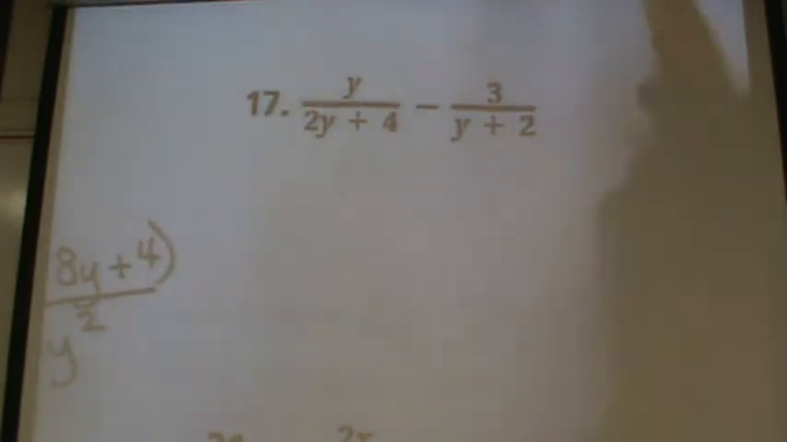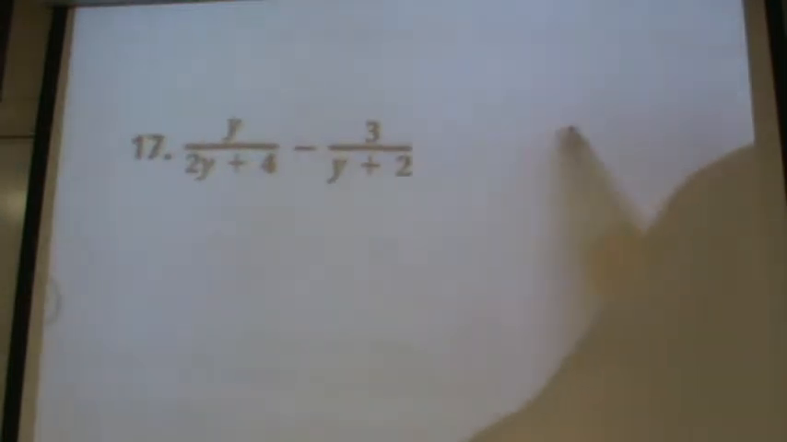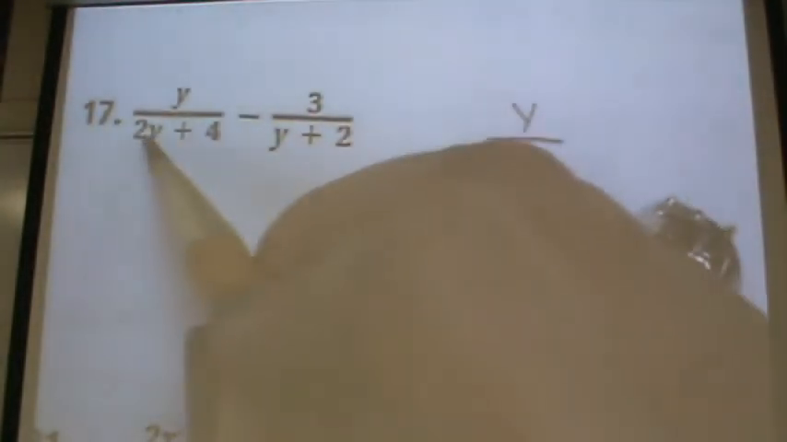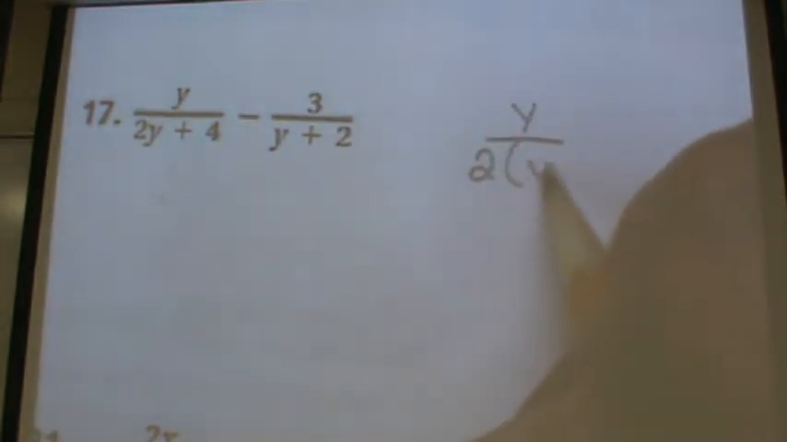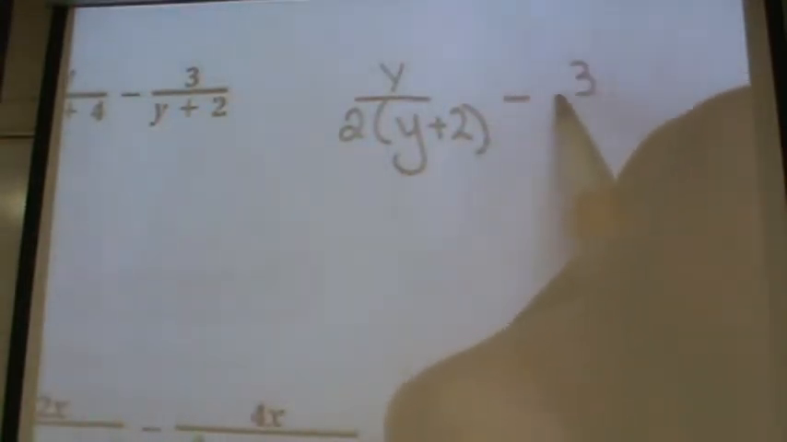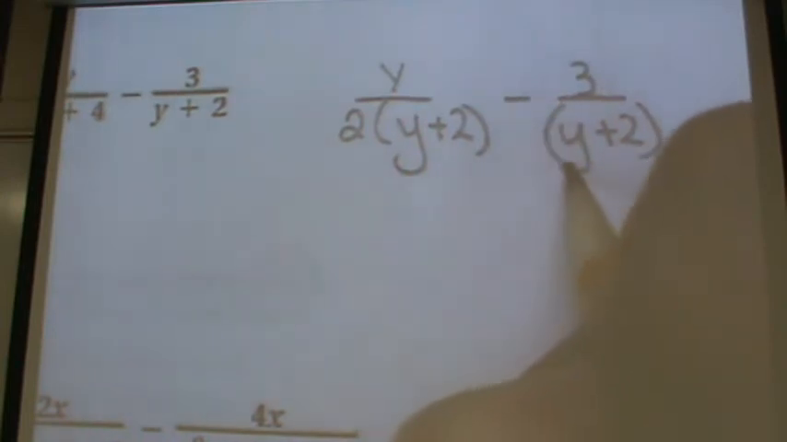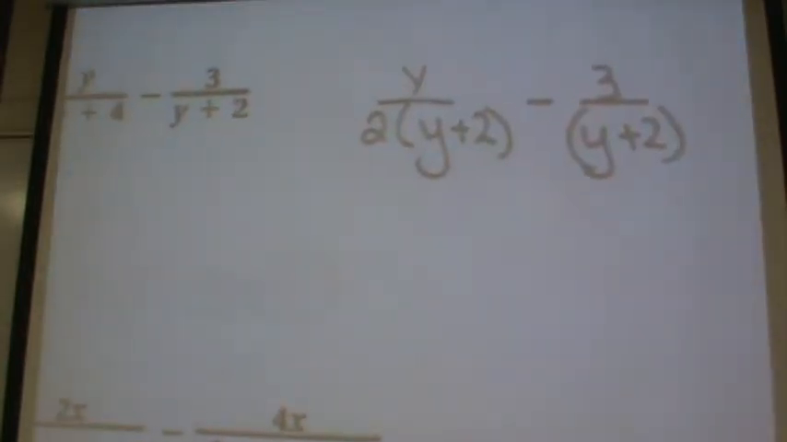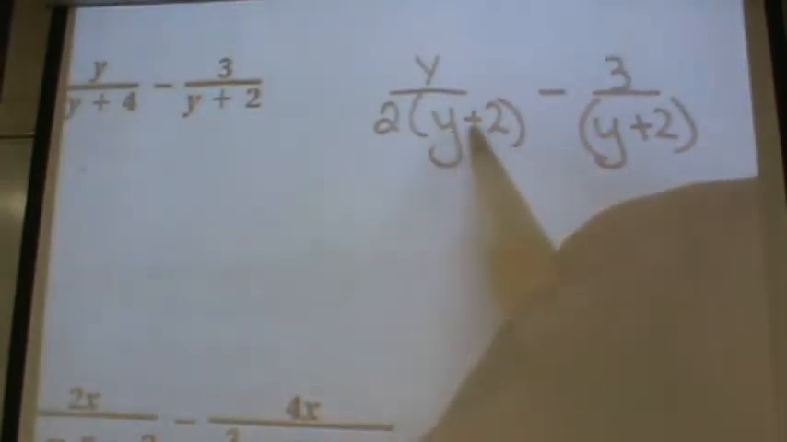Okay, 17. What should you do? 2x plus 4. And I'm gonna start using the space here. What should you do with the bottom? Right here. Okay, take out a 2. Factor out a 2. What's your common denominator? 2 times y plus 2.